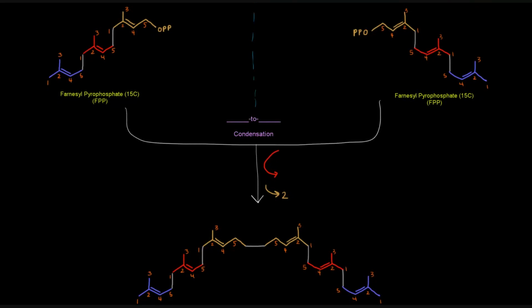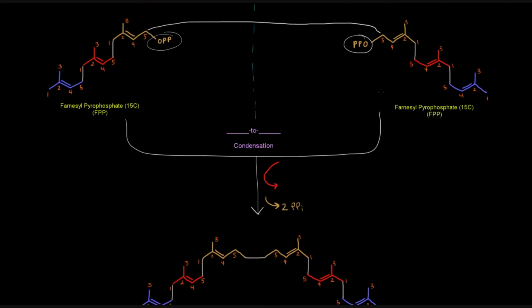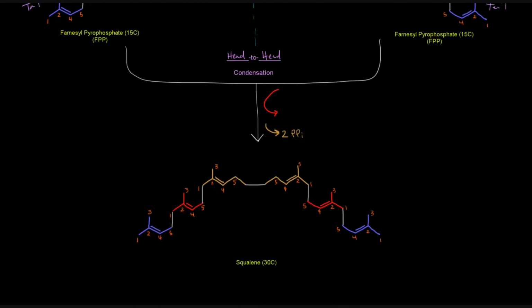down here. We're basically going to link this fifth carbon here to this fifth carbon here of these two brown portions, and we're going to lose both of these pyrophosphate groups. We're going to link those two carbons there to give us squalene. So in this case, we've got the head end here and the tail end here, the head end here and the tail end here. So here we have a head-to-head condensation. And this is going to give us squalene.